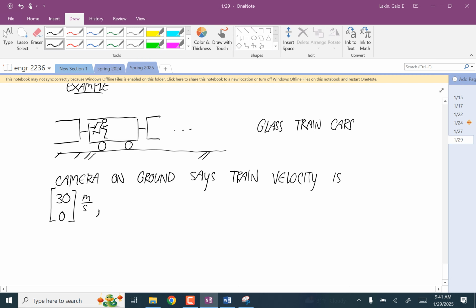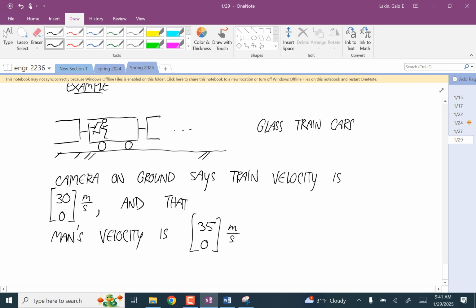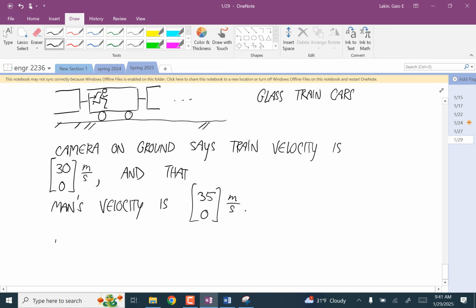I guess make that a comma. And this same camera says that the man's velocity is, let's make it 40. Is that too fast? Yes, that's way too fast. Let's make it 35. How fast is the man really running?